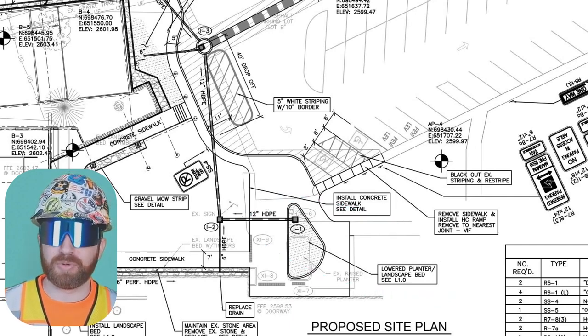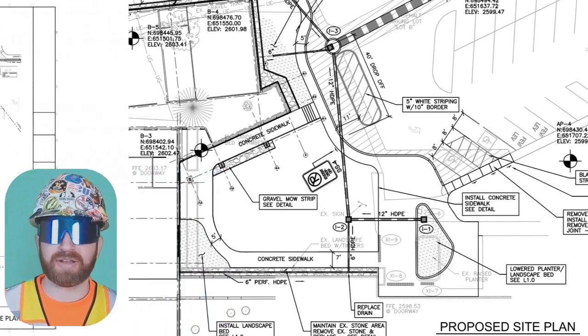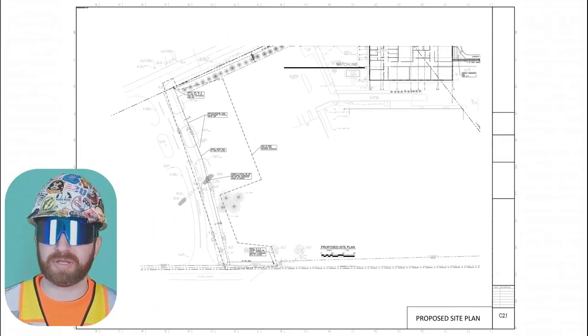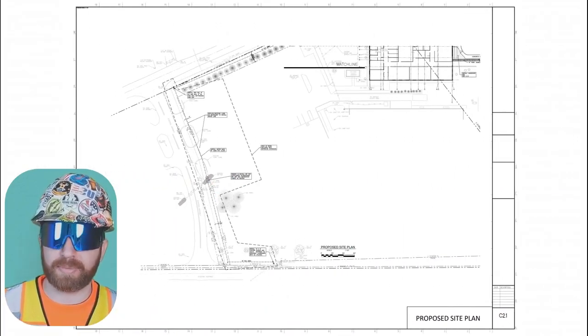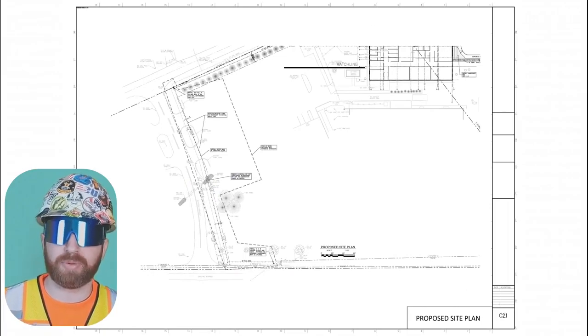We're just going to keep doing this throughout this page, and then we're going to move on to C2.1, which is a lot of the same conditions. So we're not going to spend too much time on this page. We're actually going to move on to C3.0.